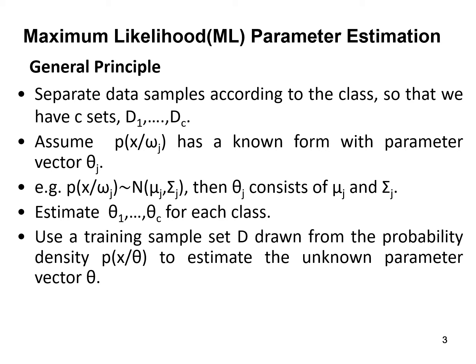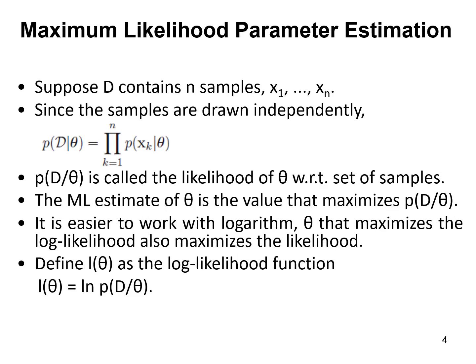We can use a training sample set D drawn from the probability density P of x given theta to estimate the unknown parameter vector theta. Suppose D contains n samples x1 to xn. Since the samples are drawn independently, P of D given theta can be written as a product of P of xk given theta, where k varies from 1 to n. P of D given theta is called the likelihood of theta with respect to the set of samples. The ML estimate of theta is the value that maximizes P of D given theta.